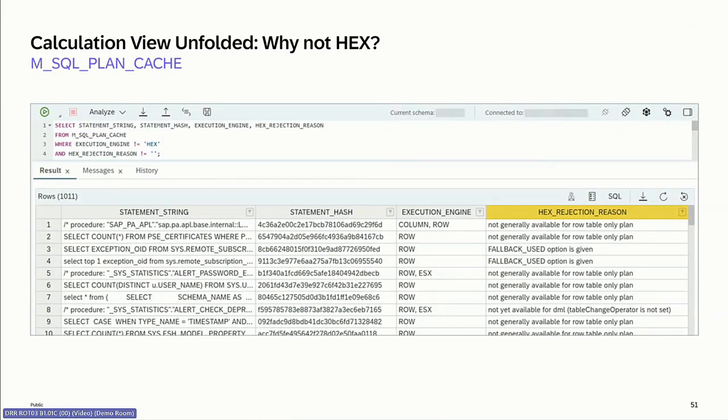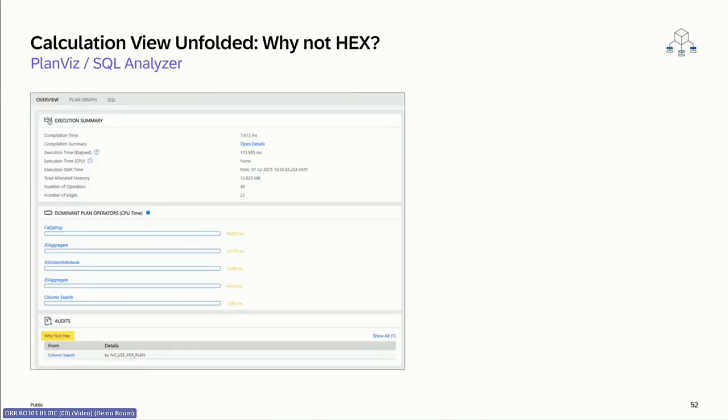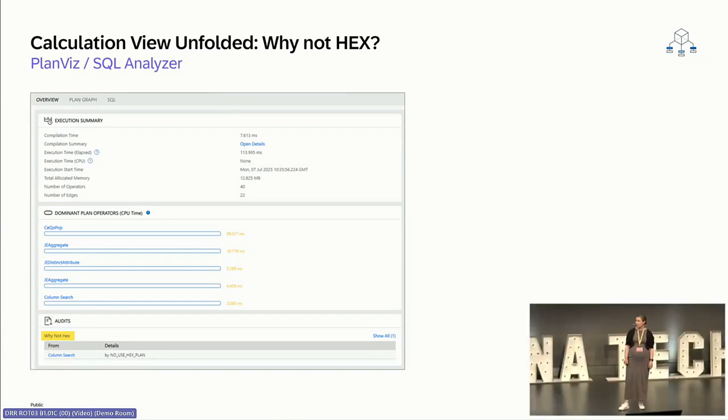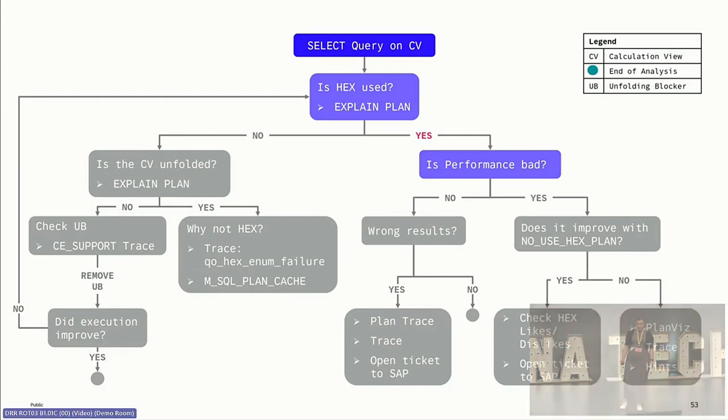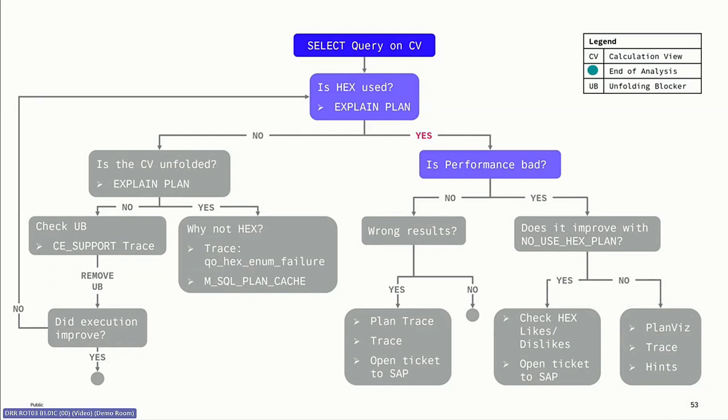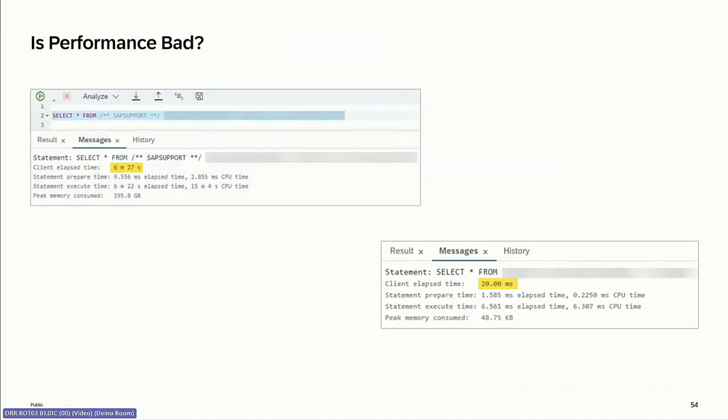In the monitoring view, M_SQL_PLAN_CACHE, you also have the column HEX rejection reason that you can check. And again, if you open the planvis in the SQL analyzer, you have this section called why not HEX. Well, maybe we could remove it, maybe not. Let's assume that now we have HEX fully used as the execution engine.